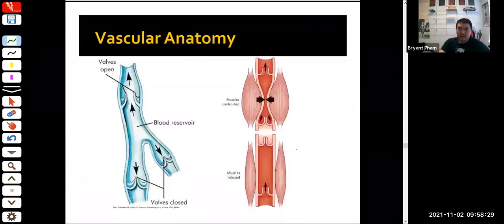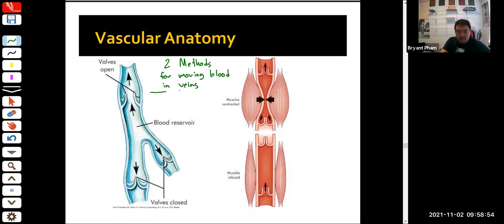All right. So your heart is directly connected to your arteries, but your veins don't have pressure behind them. So how do we move blood through the veins? There are two methods for moving blood in the veins. There's two ways to move blood throughout your veins, again, because there's not any pressure. First up is these one-way valves.